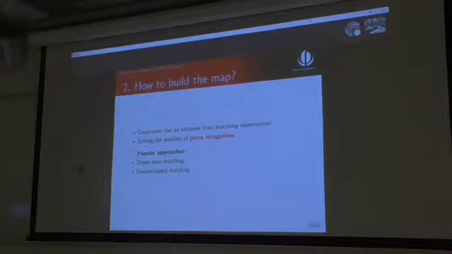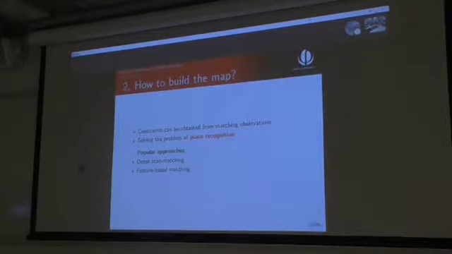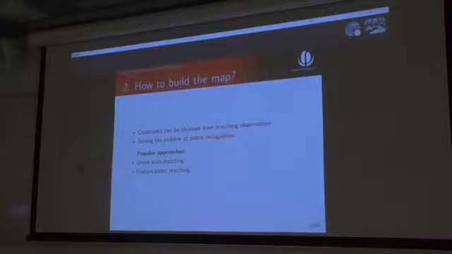How to build a map is the role of the front end. So, while the back end focuses on this mathematical task of optimizing graphs, how to build a map is quite different. We need to solve the place recognition problem. We need to determine when the robot is seeing something that was already observed. And there are lots of techniques here. There are many works that propose novel techniques for place recognition.